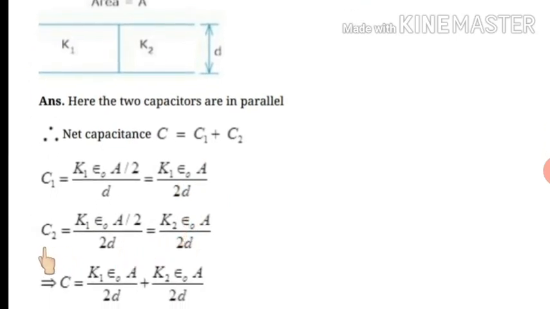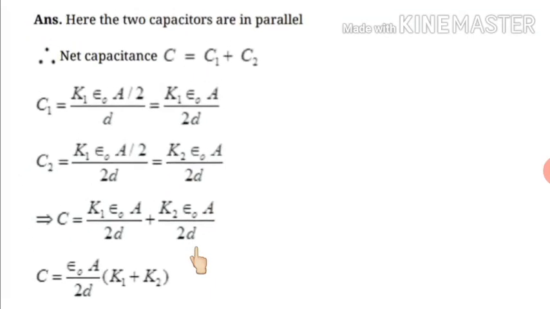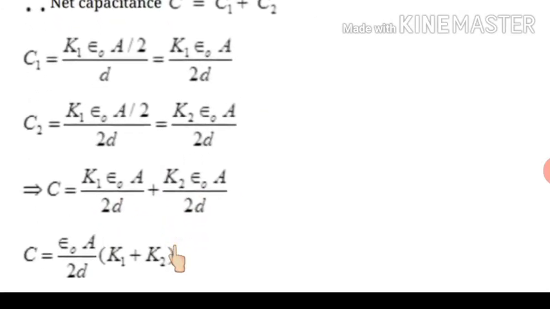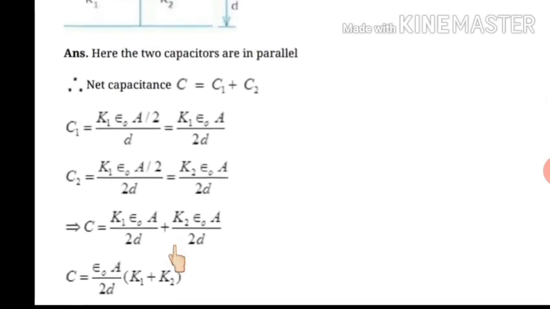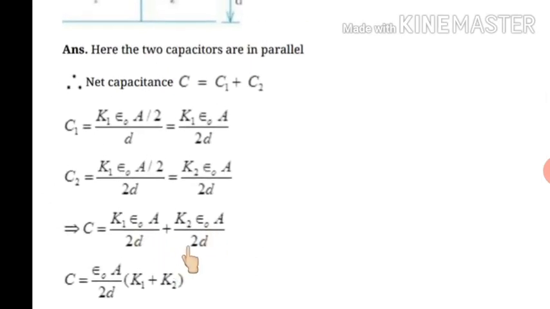Similarly we can easily write C2. The only change is that in place of K1 we will have K2: K2 epsilon naught A upon 2D. I think this is clear. Now in this equation we can substitute the value of C1 and the value of C2. We can see that epsilon naught A upon 2D is common, so it can be taken out. In the bracket we will have K1 plus K2. So this will be the net capacitance of a capacitor between which two dielectric slabs are there whose dielectric constants are K1 and K2.